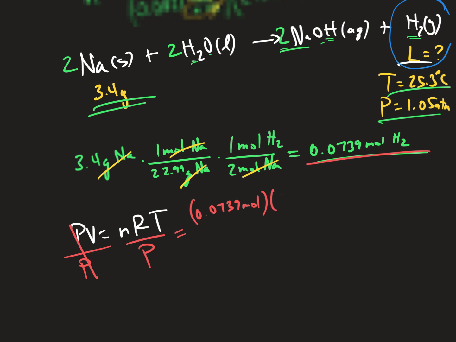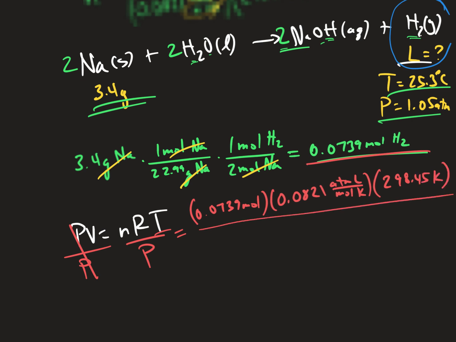Multiply by R, which is 0.0821 atm liters per mole Kelvin. Always look at the reference sheet, guys. I almost flipped it. Stuff happens, right? Don't try to memorize that. You don't have to. And then multiply by temperature. It needs to be measured in Kelvin. 298.45. Thank you. All over the pressure, which is already in atm, so we're good.